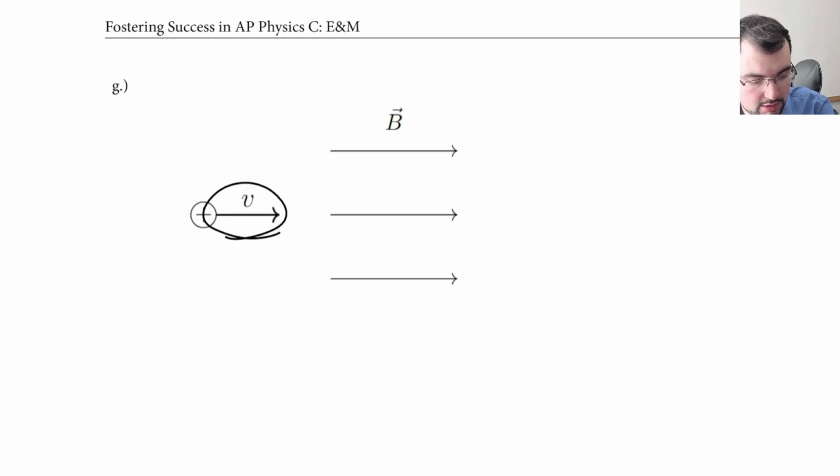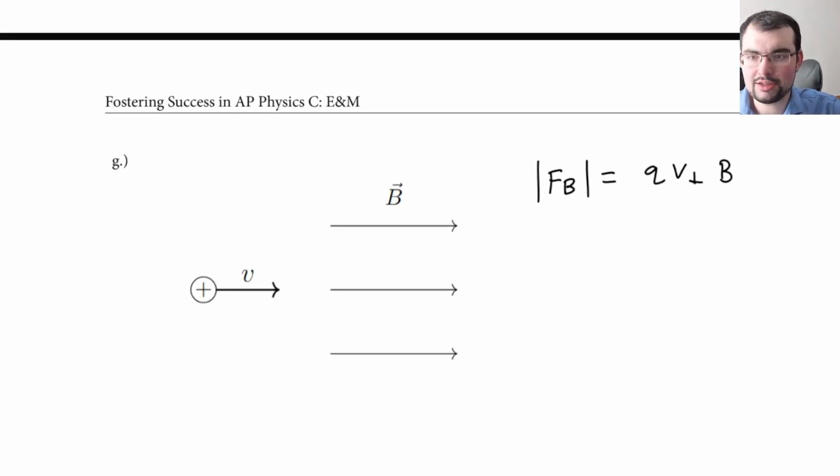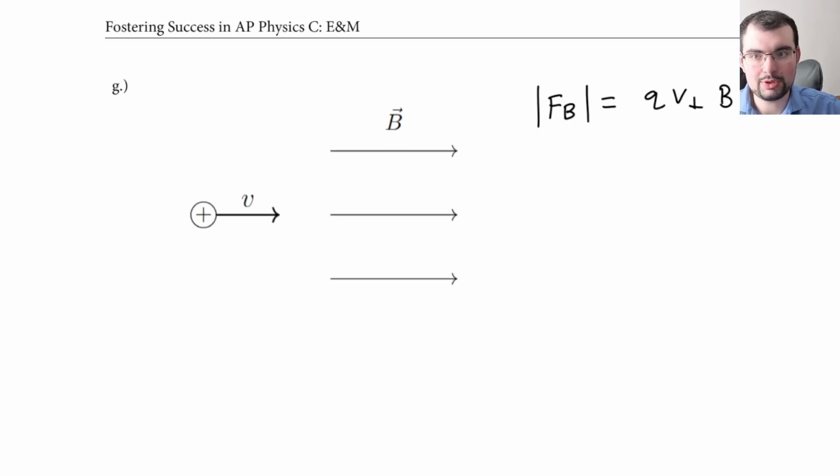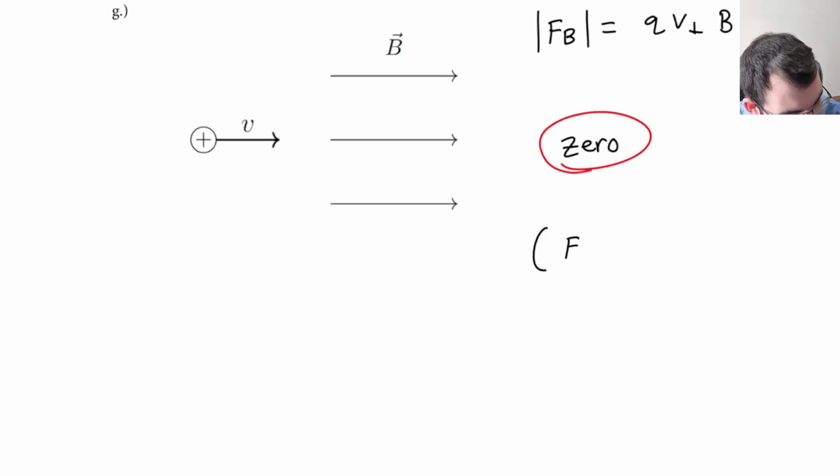Because this V points in the same direction as B. And we said that FB is equal to QV perpendicular times B. So if you're exactly parallel to the magnetic field, you experience no force. You can't contort your hand to do it. So this is actually zero force because V is parallel to B.